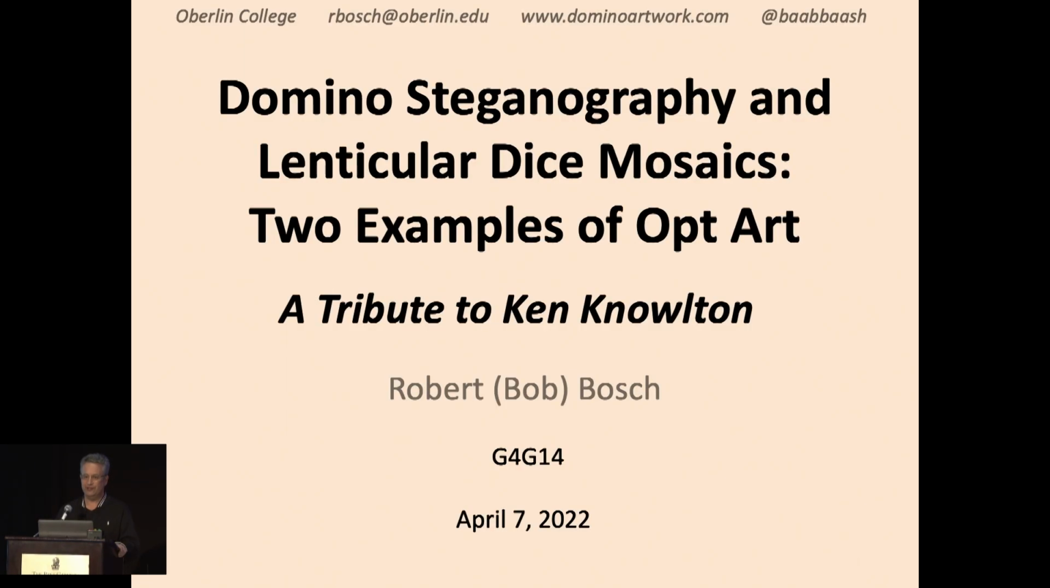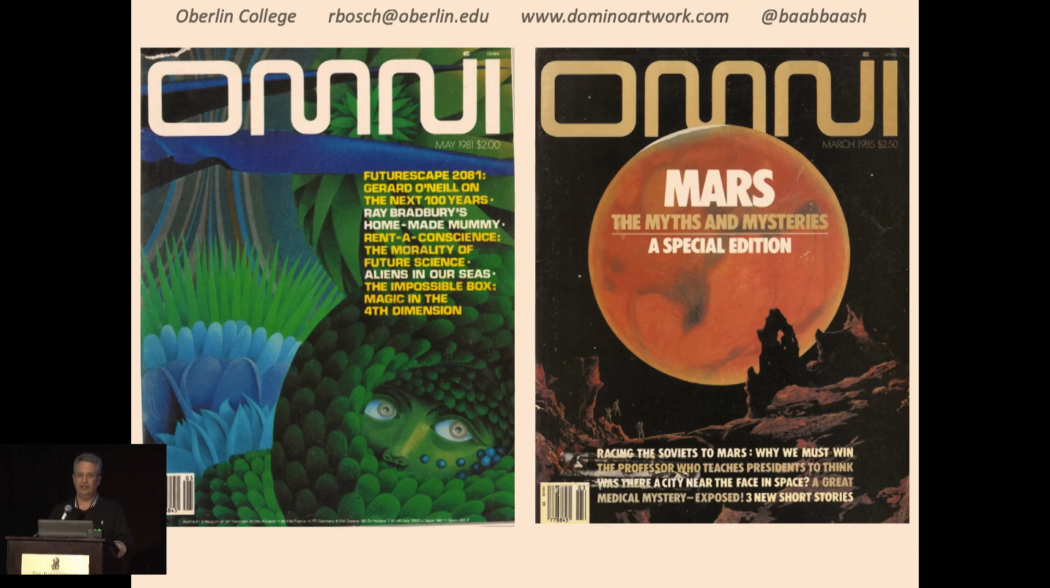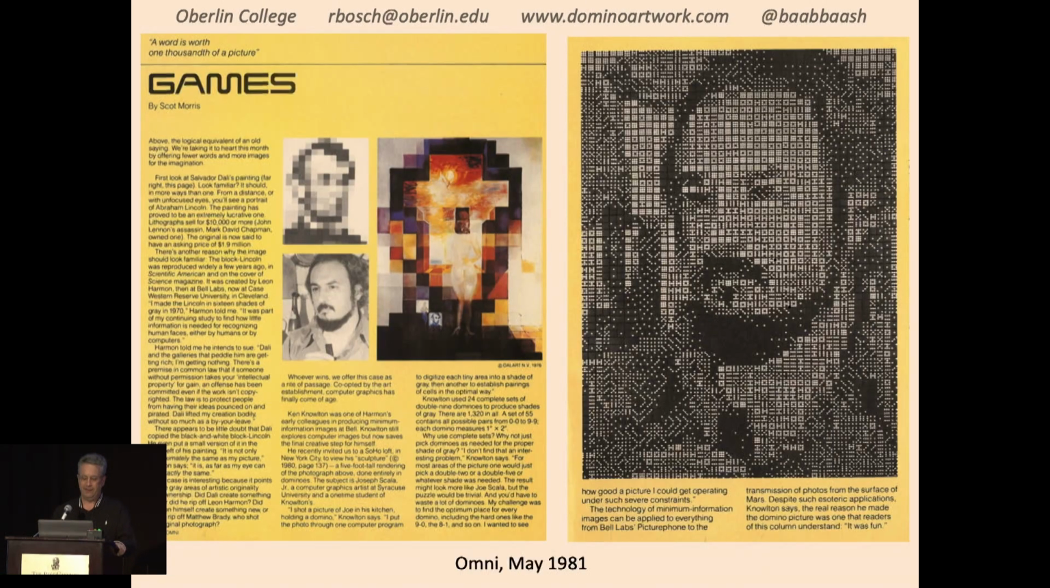Without coming across his work, I would have never been able to spend the past 22 years doing what I do. I first came across Ken's work in Omni magazine back in the early 80s. In May 1981, I read this column written by Scott Morris, who attended gatherings here, that showed a really wonderful, beautiful portrait of one of Ken's friends that's made out of 24 complete sets of double nine dominoes.